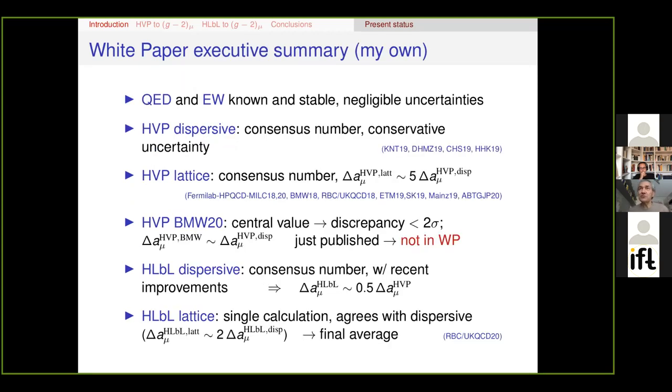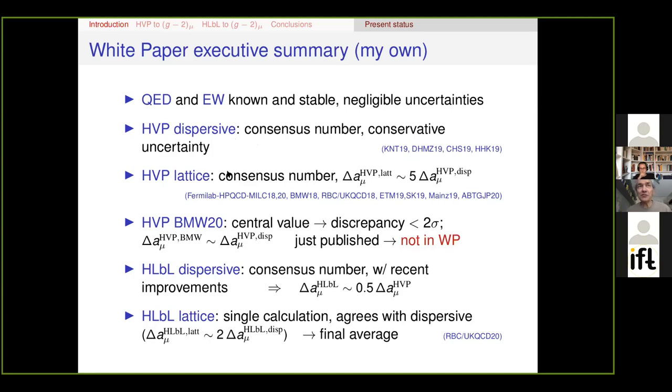I told you the executive summary already, but let me go through it once again. So QED and electroweak, they are known and stable, and the uncertainties are irrelevant for the present discussion. Hadronic vacuum polarization dispersive is a consensus number between different groups, and the aim was to get to a conservative uncertainty estimate.